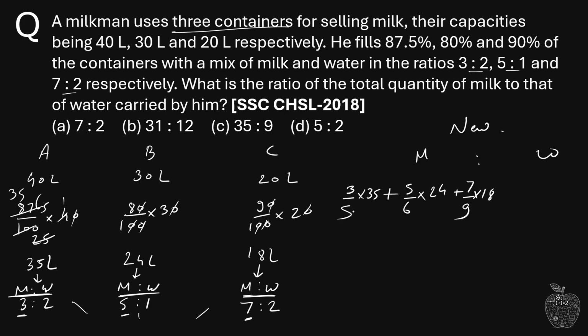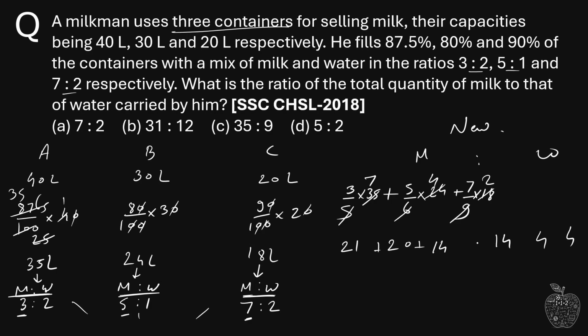So here from A we have 5 7s are 35, 7 3s are 21. So in this 35 liters 21 is milk, so the remaining will be water. 35 minus 21 is 14 water. 6 4s are 24, 5 4s are 20. So from this 24 liters 20 is milk, so remaining 4 will be water. And here 9 2s are 18, 7 2s are 14 is milk. So from this 18, 14 is milk, so remaining 4 will be water.